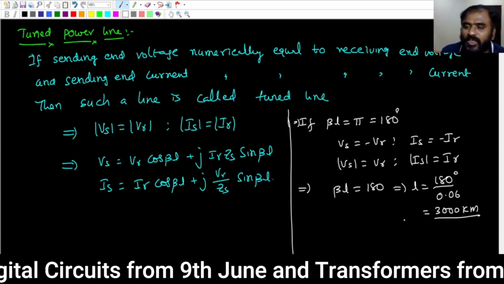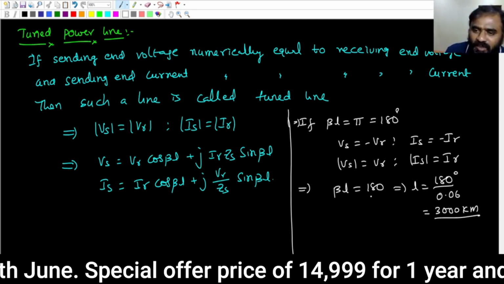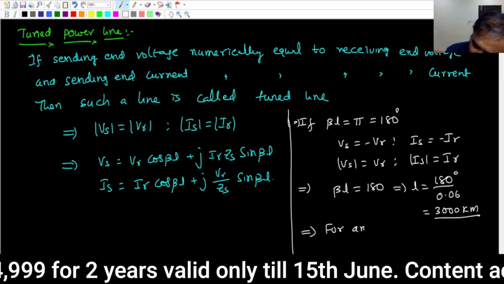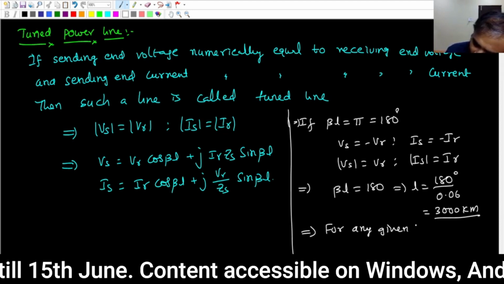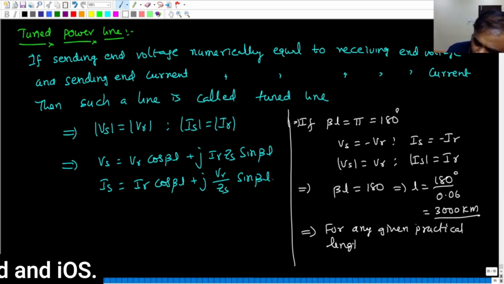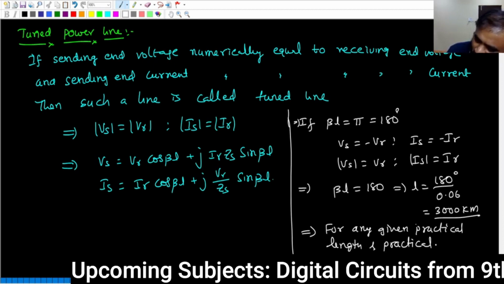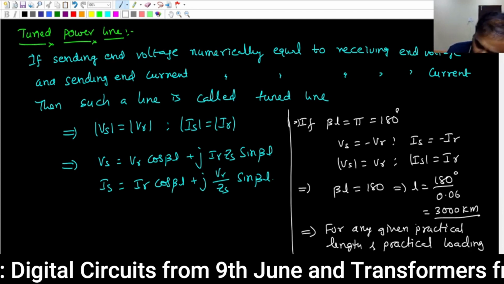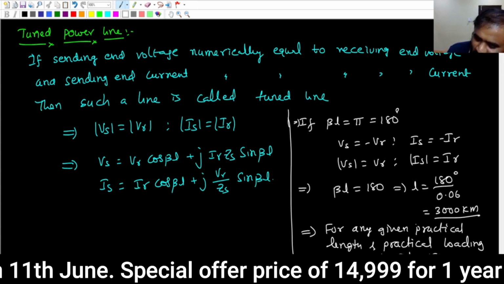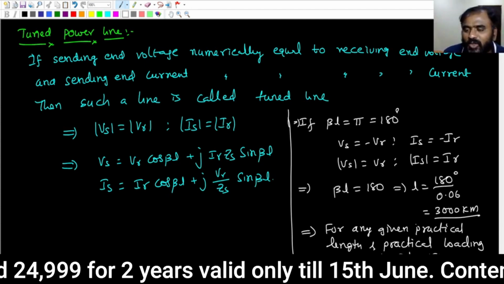That means only for a 3000 kilometer length is this possible. But for any length we want beta L to be 180 degrees. The requirement is, for any given practical length of the line and practical loading, we want beta L equal to 180. So that means beta needs to be adjusted. But should beta be increased or decreased? Actually beta should be decreased.